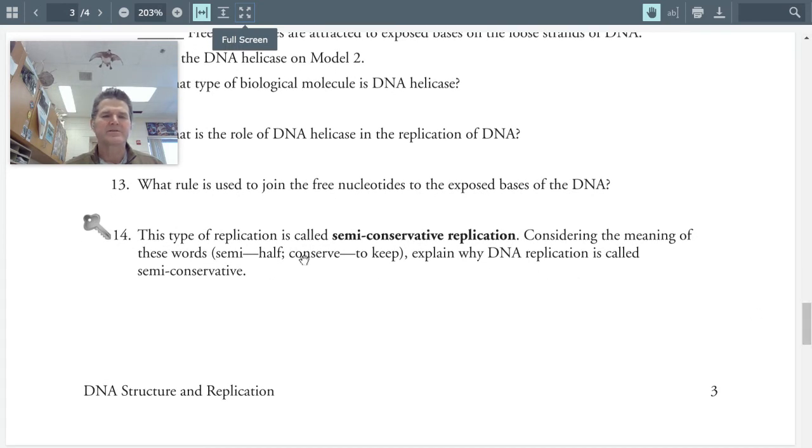This type of replication is called semi-conservative replication. Consider the meaning of the word semi, half. Conservative means to keep. So why do we have this phrase, semi-conservative replication? Why is DNA considered semi-conservative replication? It has to do with something of semi, half, and conserve, to keep.